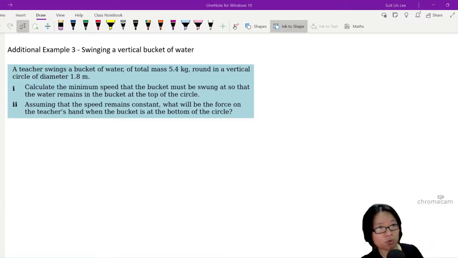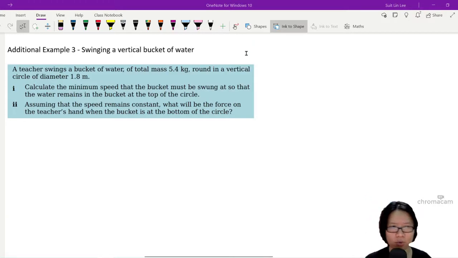In this video, we are going to look at the swinging of a vertical bucket of water in circular motion. So let's read the question first. A teacher swings a bucket of water, total mass 5.4 kg, round a vertical circle of diameter 1.8 meter. Okay, this demands a drawing.